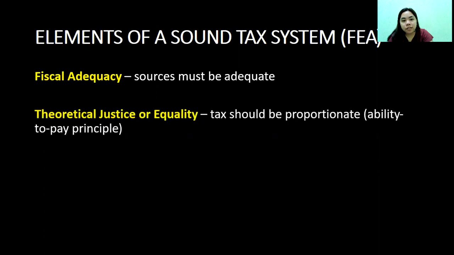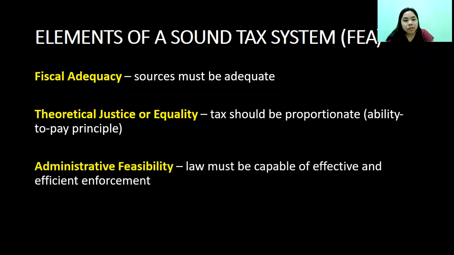Then second is theoretical justice or equality. Tax should be proportionate. So we follow the ability to pay principle. Of course, no. If you have lower income, then you have to pay, of course, lower income kay lower tax. Kay kung i-impose mo na karon sa mga lower income earners ang mga dagko nga taxes, they cannot pay. They don't have the ability to pay. Lacking man gani sila the ability to have higher income, i-impose mo pa sa ilang dagko nga taxes, so that would be very detrimental na sa mga low income earners, no? So we have the theoretical justice or equality.